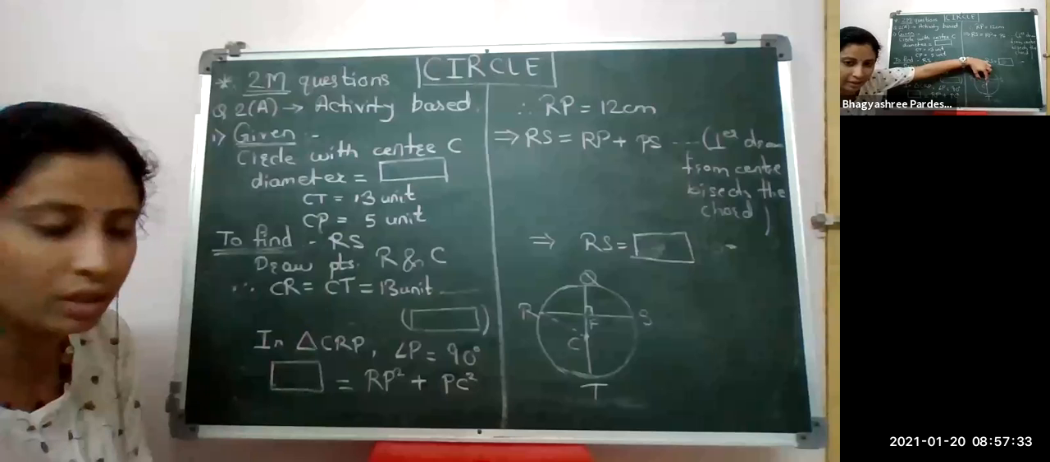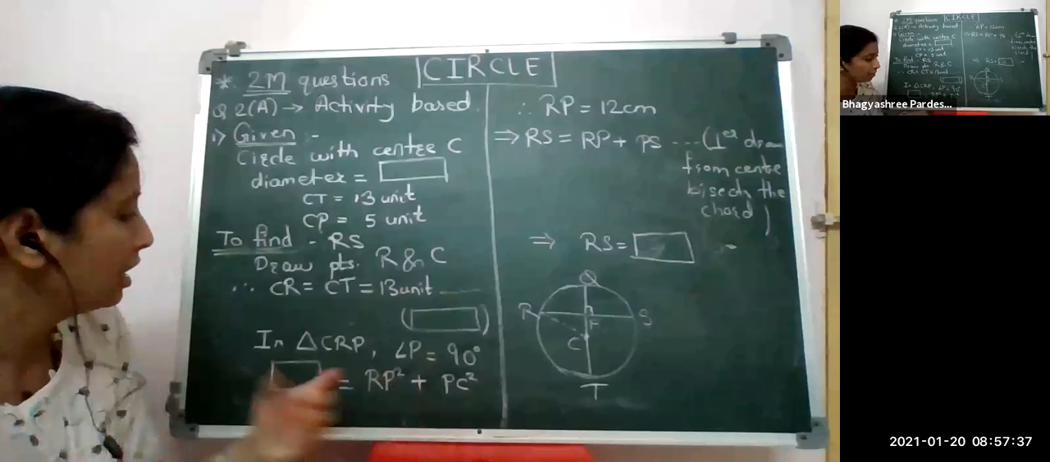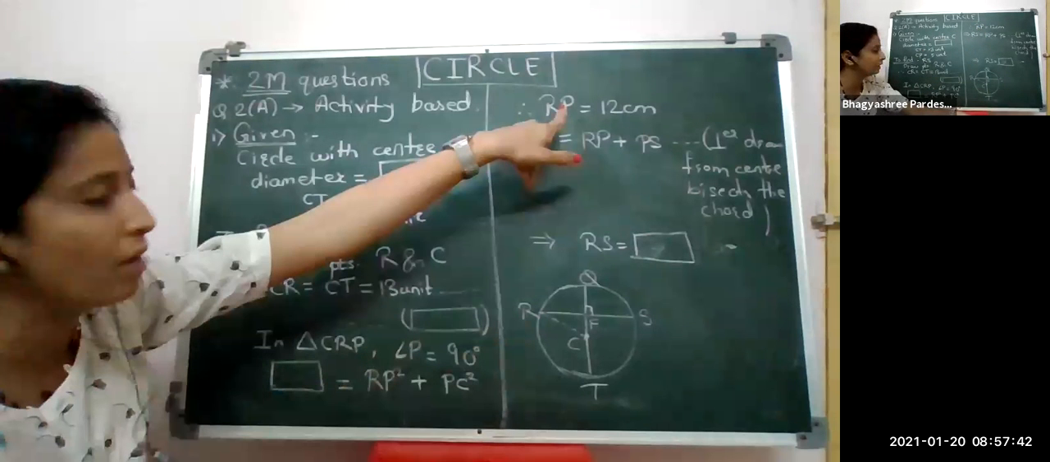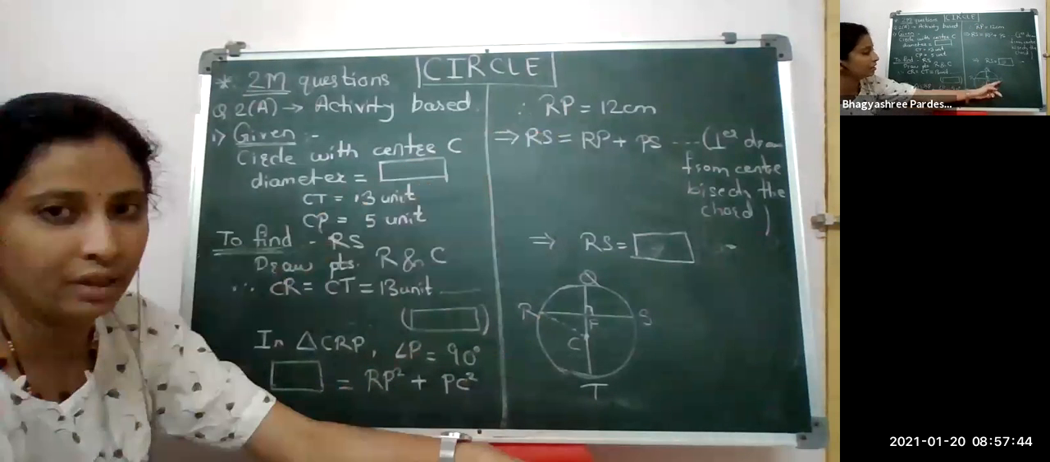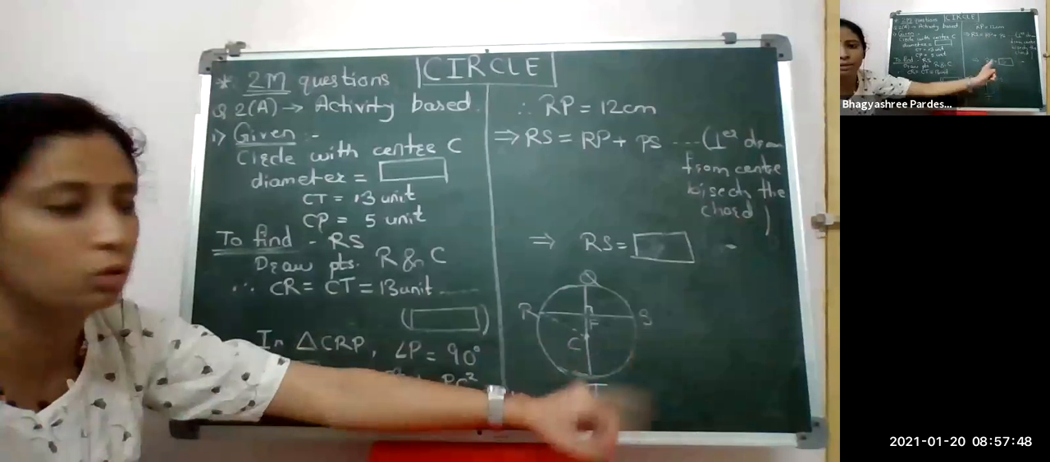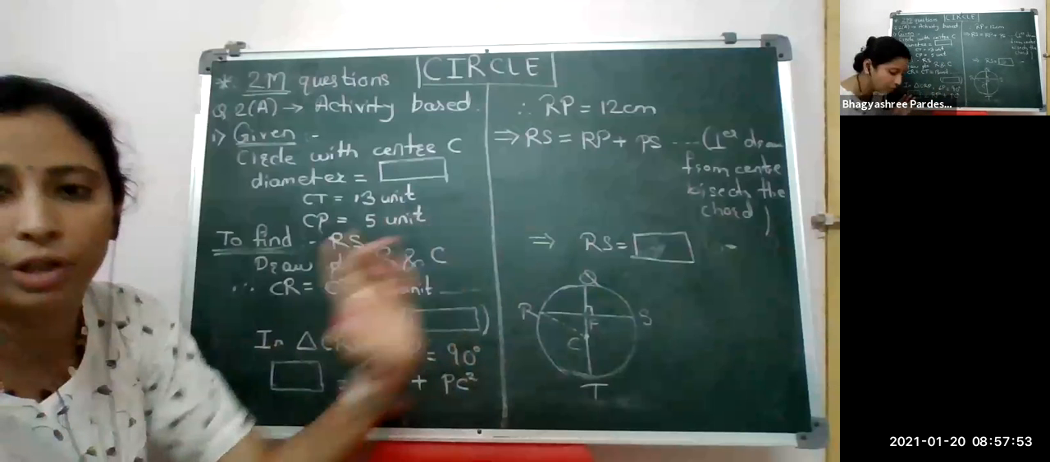Then I consider this triangle. In this triangle, we use the Pythagoras theorem, and with the help of that we find the measurement of RP. Finally, we know that RS is the sum of these two according to the theorem. So we also get the measurement of RS, that is the measurement of the chord.